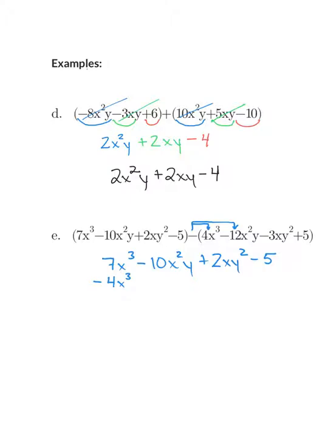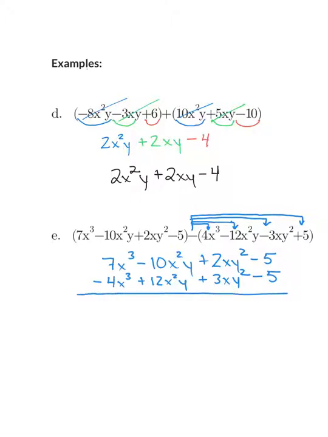I get minus negative 12x squared y becomes plus 12x squared y. I get minus negative 3xy squared becomes plus 3xy squared, and it will go under the 2xy squared. And finally, I have minus 5. And now we can go ahead and add straight down.